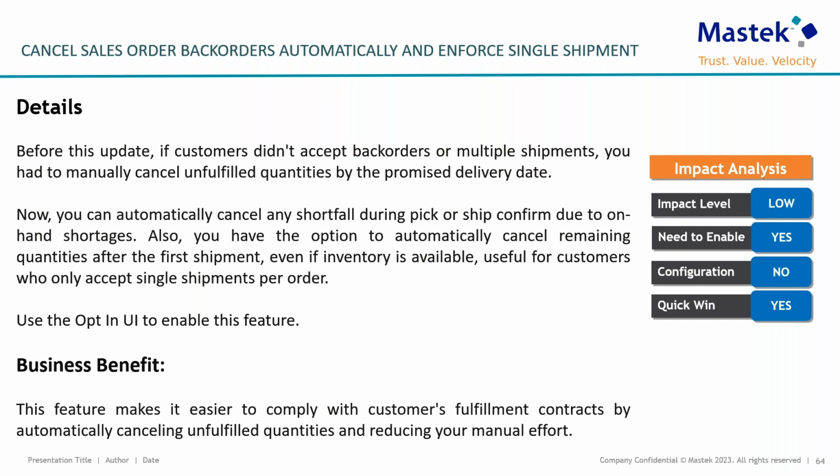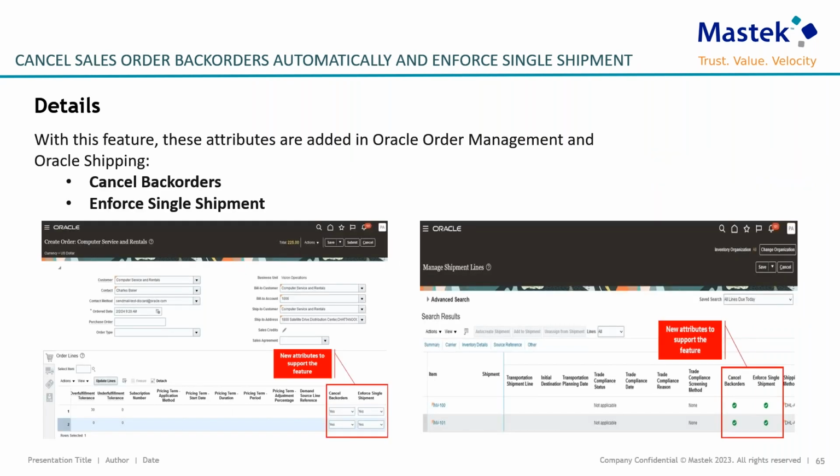So moving to the next one, which is cancel sales order and back orders automatically and enforce a single shipment. This feature we already discussed in the inventory module. This is the same feature. We can cancel the back order line or split shipment lines with this feature.